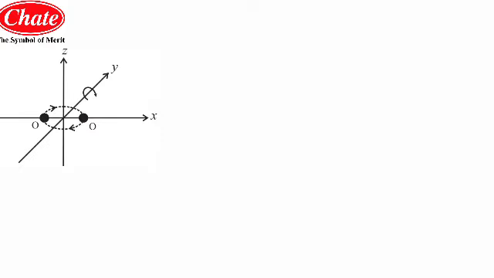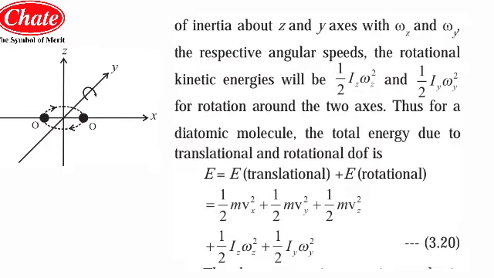It can be shown with Iz and Iy, the inertia about the z and y axes, with angular velocities or angular speeds omega z and omega y. Now for the respective angular speeds, the rotational kinetic energies will be half Iz omega z square and half Iy omega y square for rotation around the axes.